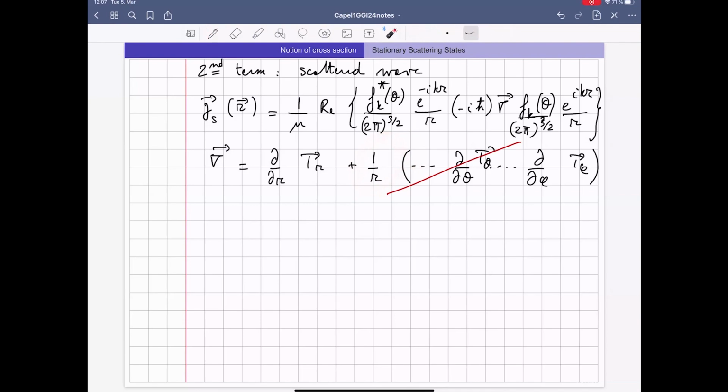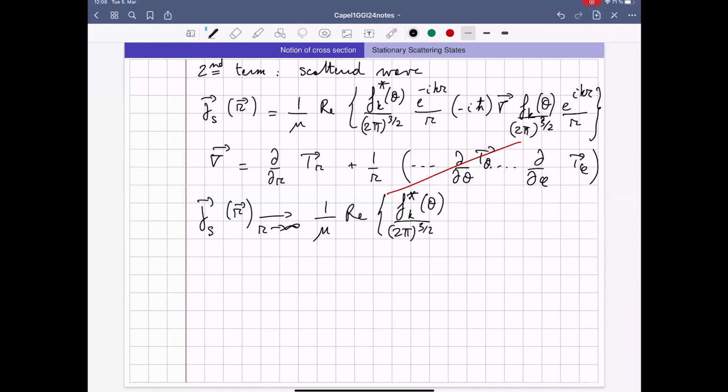And within the derivative over r, we have two factors. When you differentiate 1/r, you get 1/r², which is negligible compared to 1/r when r goes to infinity. So we just need to look at the derivative of the numerator. The denominator doesn't play any role. So what we can write is that J_S, when r goes to infinity, goes as 1/mu, the real part of my scattering amplitude's complex conjugate, divided by 2 pi to the power 3/2, times e to the minus i kr divided by r.